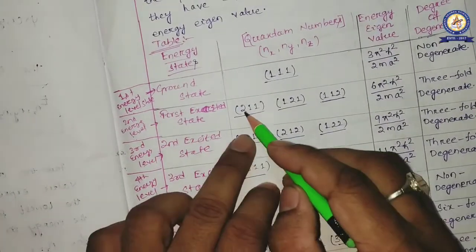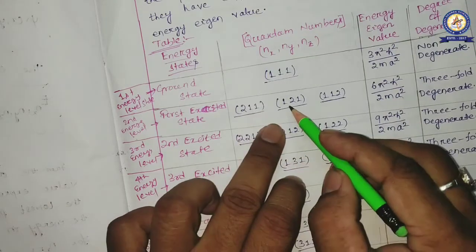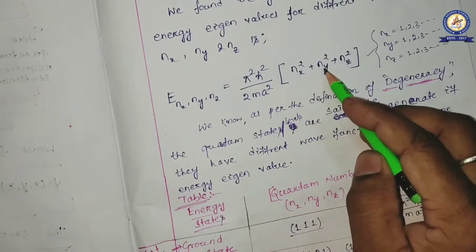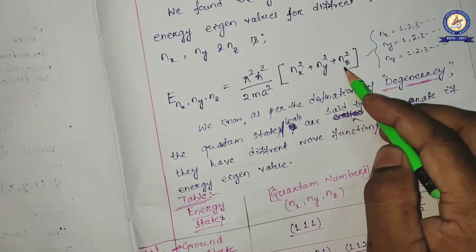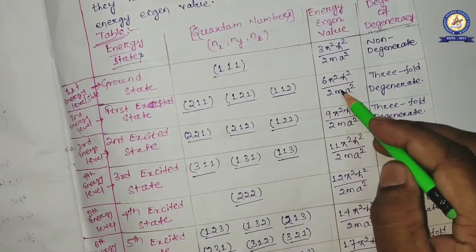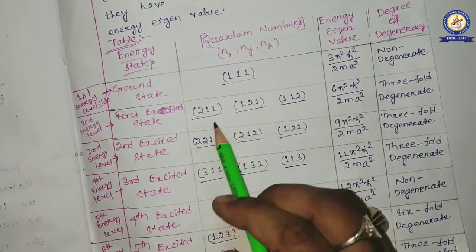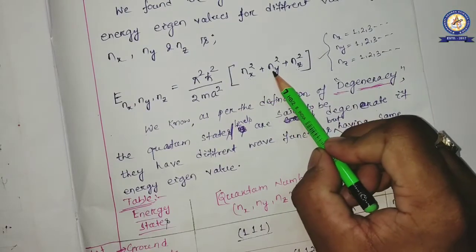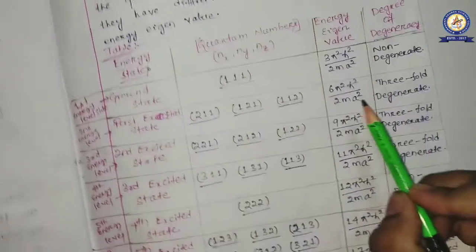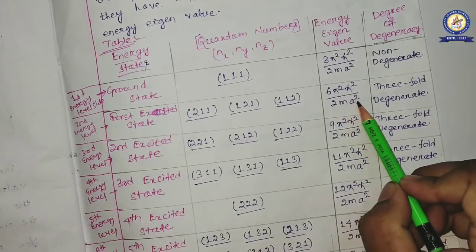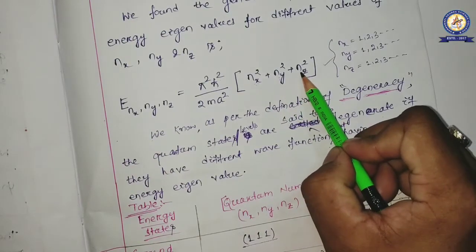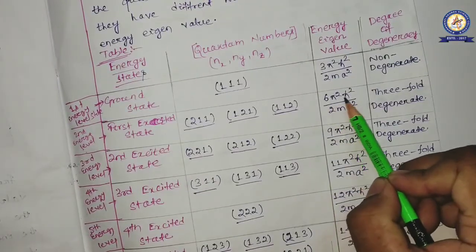This 2 1 1 can be taken as 1 2 1. If I consider nx equal to 1, ny equal to 2, nz equal to 1, then also we can get the same energy value. Okay, here you can see that for 2 1 1, that means nx equal to 2, ny 1, nz 1, the value is 6 pi square h cross square by 2m a square. By considering 1 2 1, that means nx 1, ny 2, nz 1, we also get 6 pi square h cross square by 2m a square.